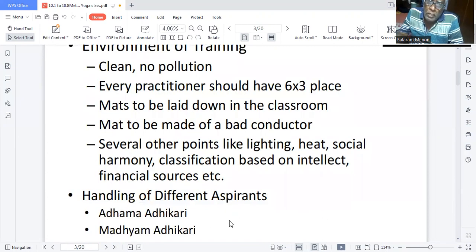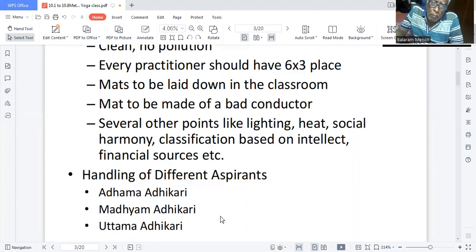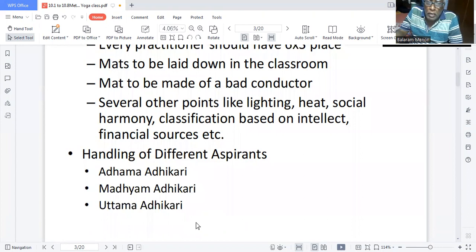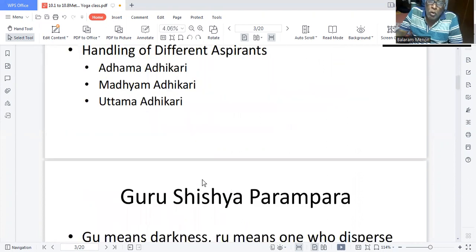These are the various factors to be shown to the students who are joining new, especially the youngsters, who are more prone to the gymnasium idea. Handling of different aspirants, Adhimadhikari, Madhyamadhikari, and Uttamadhikari, these are the different types of teachers. So handling of different aspirants is also important.